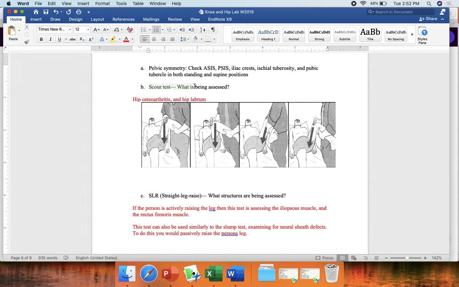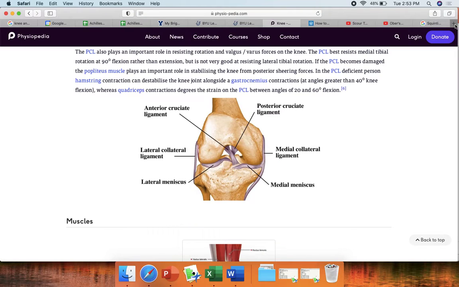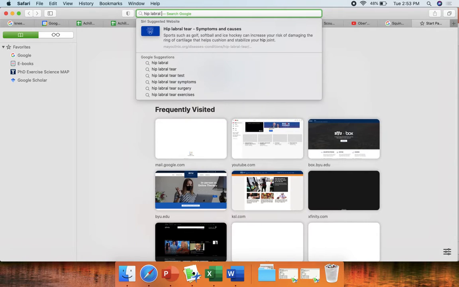So this scour test, what is being assessed? This is an image here of the scour test. So what you're doing is you're compressing the femoral head into the acetabulum in many different directions. You're going to push it posteriorly, you'll push it medially, in lots of different directions. And what you're looking for is any roughness in the joint. So you're looking for potentially hip osteoarthritis in an older individual, or in a younger individual, you can use this test to assess for a hip labral tear. And I didn't pull that up, but we can quickly find one.